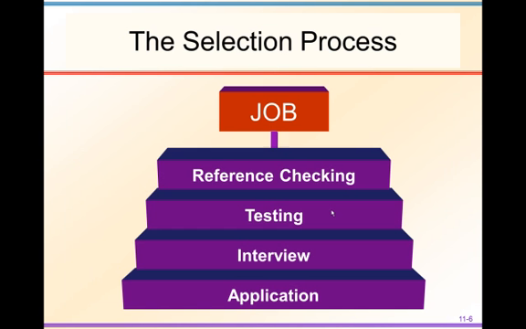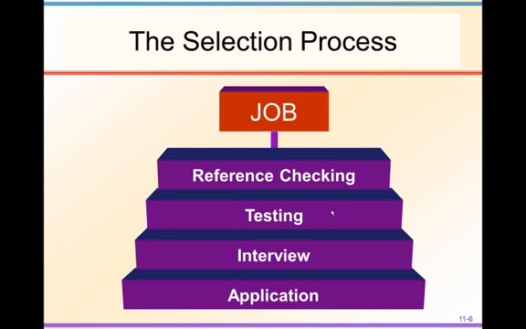Let's now talk about the selection process, and that includes reference checking, testing, interview, as well as the application. The selection process is the process of collecting information about applicants and using that information to decide which ones to hire. The first step is the application, and that's why it's at the bottom of the steps.